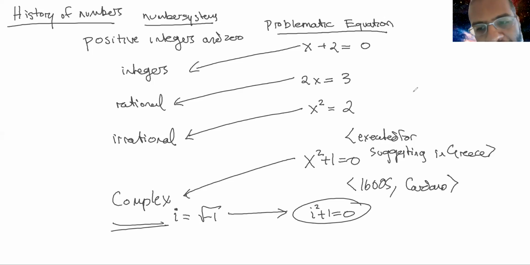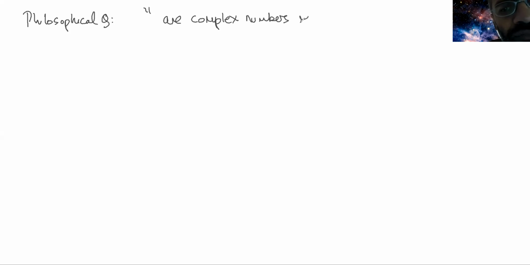So irrational includes things like pi, and there's an interesting history around this. But anyway, before I tell you about these, it's tempting to ask the question: are complex numbers real? After all, this is called an imaginary number. And this is, in my opinion, an irrelevant question. The right question is: is this a useful mathematical concept?